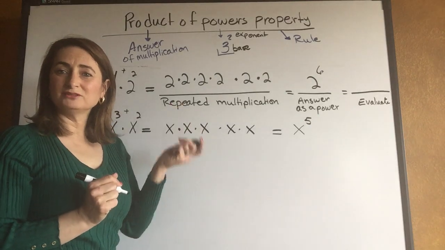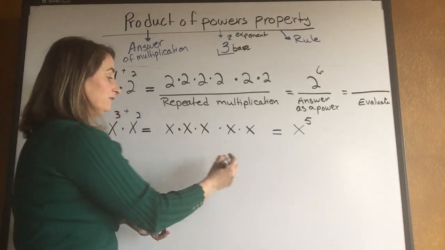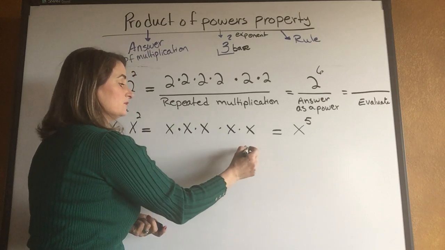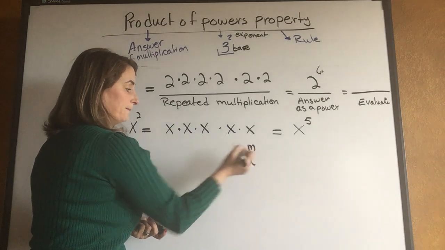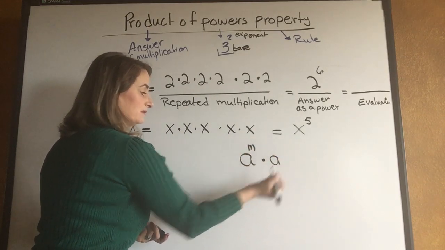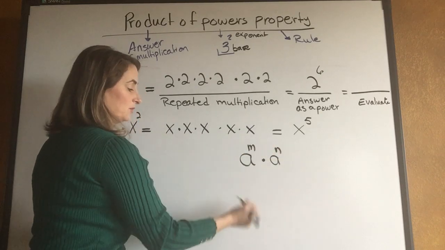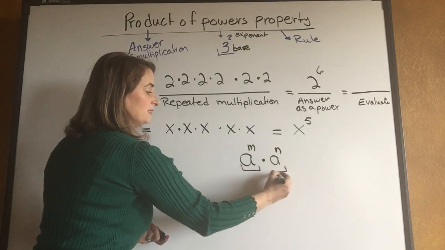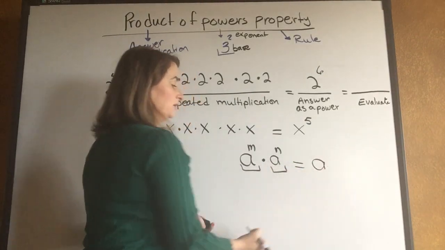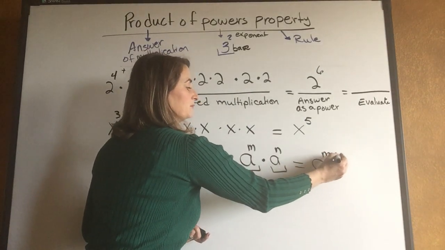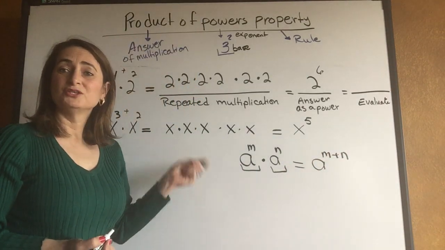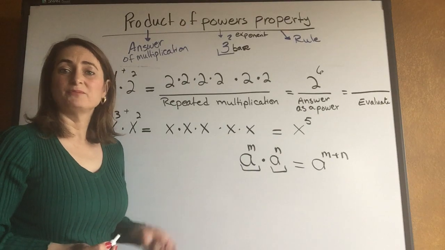So the product of powers property states, if you have a base to the exponent of m, so that's a power, multiplied by the same base and an exponent n. So you have this power times this power. They have the same base. You keep the base the same, and you add the exponents, m plus n. So that's the rule that you're going to be using to multiply two powers and find the product.